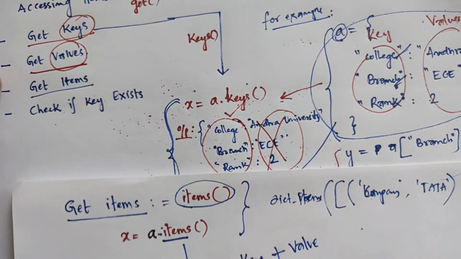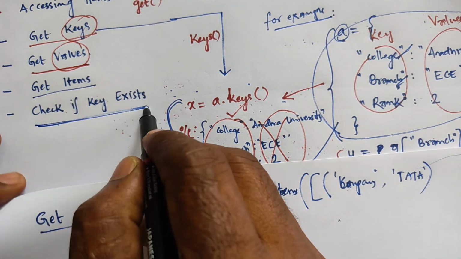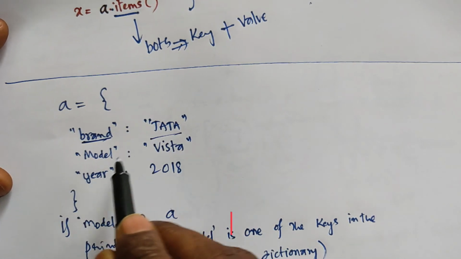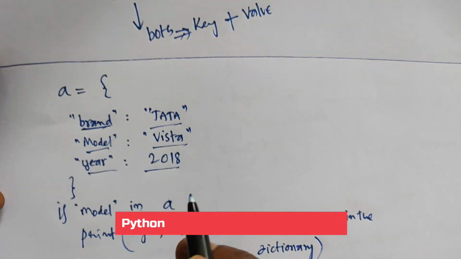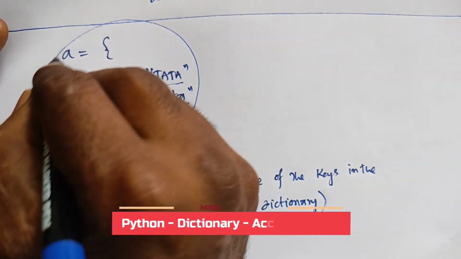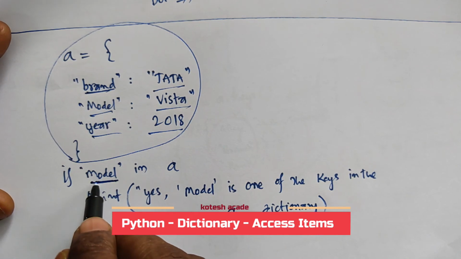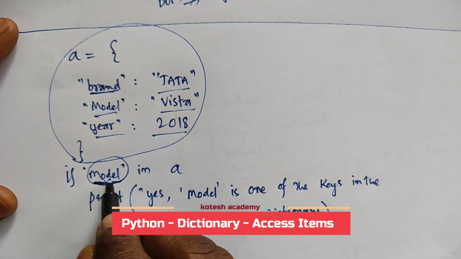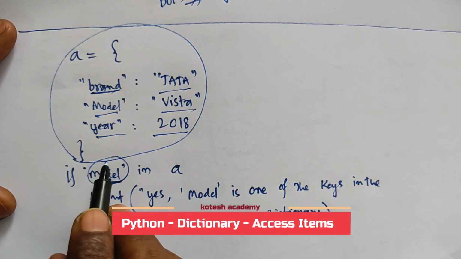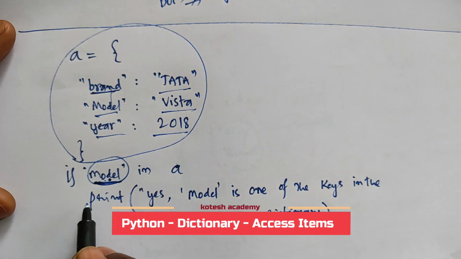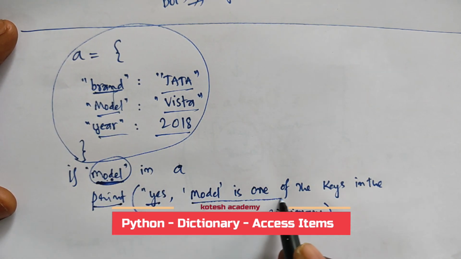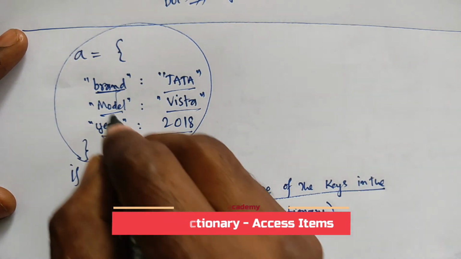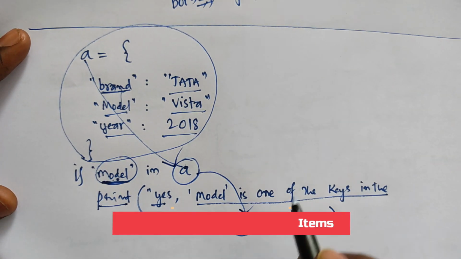And the last one is to check if a key exists or not. Simply take variable A with brand name Tata, model Vista, year 2018, like that. After having this variable A, now I would like to check whether a particular key is in the variable or not. Now I am checking model in A. If model is a key, you write print, yes, model is one of the keys in the dictionary A. This is the actual variable A, like that you can take.